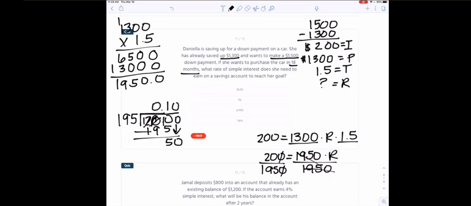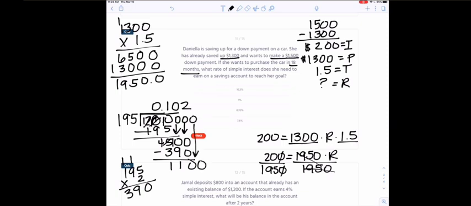195 goes into 50, 0 times. Add another 0. 195 goes into 500, 2 times. Let's do 195 times 2. 10. 18 plus 1 is 19. 2 times 1 is 2, 390. So 500 minus 390. 10 minus 9 is 1, 110.